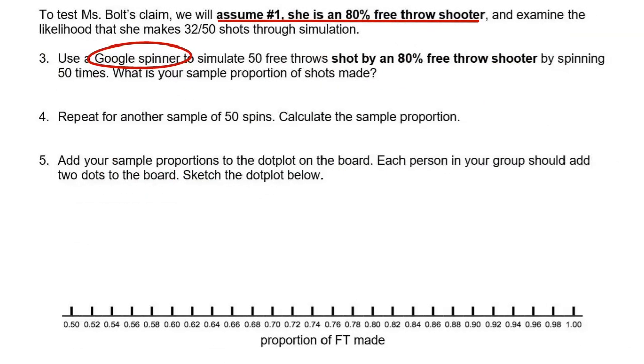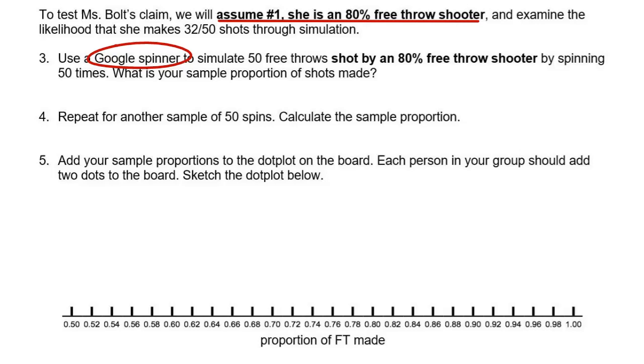So let's decide what means the shots have been made and what means the shots have been missed. We want to do 80%. How many slots should I have on here? What would make the most sense? Like how many sections should we have on the spinner? We could do 5 on the spinner, or you could choose to do 10. That would also make sense. All right, so let's set up our spinner.